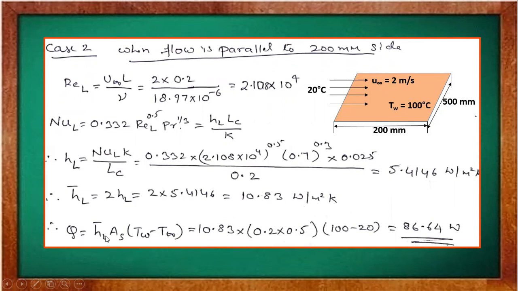So the Q value is nothing but h bar into surface area into TW minus T infinity. Since in both cases we are taking the edge of the plate, the plate surface area for both the cases is the same. Only the heat transfer coefficient varies for both cases, and again the temperature difference is the same. So we'll get the Q value as 86.6 watts.